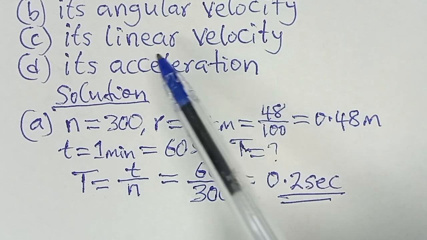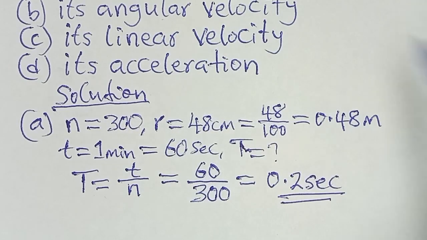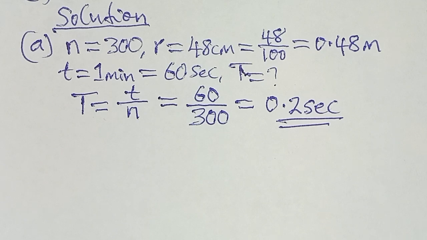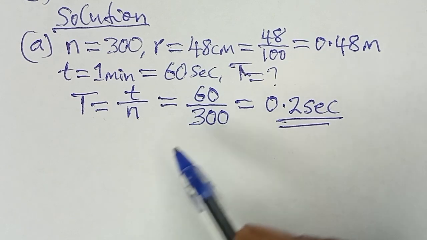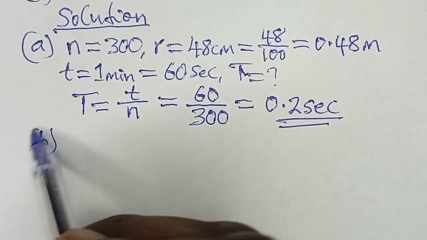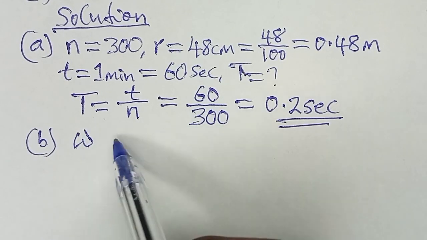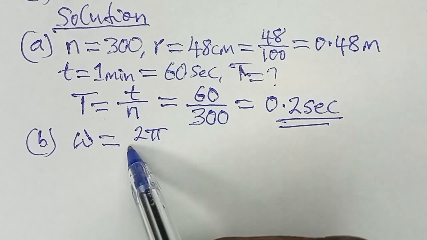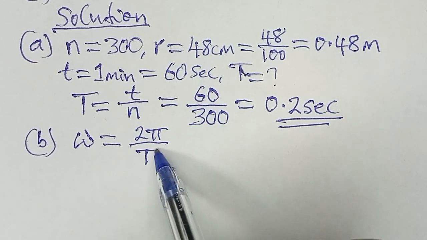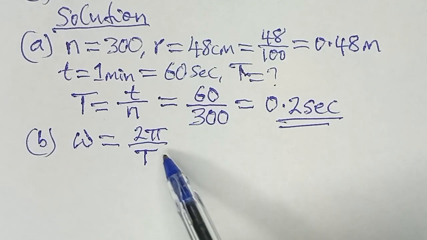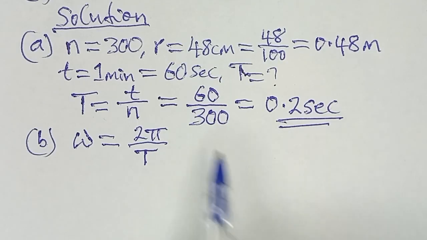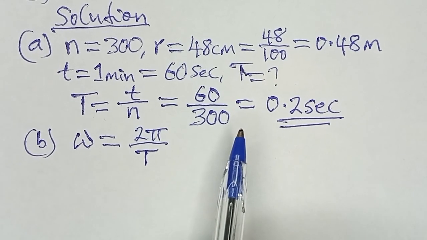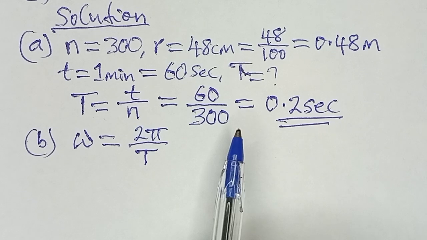Now the second question says, find its angular velocity. The formula for angular velocity, you will agree with me, is omega, that is the angular velocity, is equal to 2 pi over the period T. So this is the formula for angular velocity. And with that, we can calculate the angular velocity of the question.